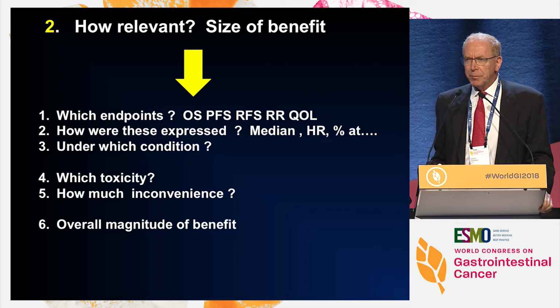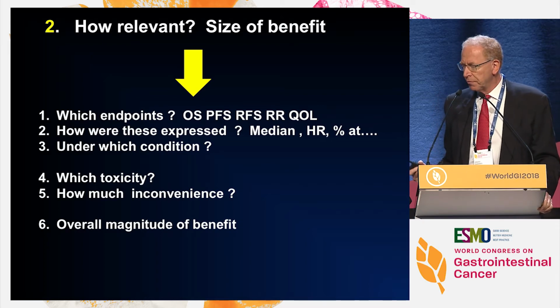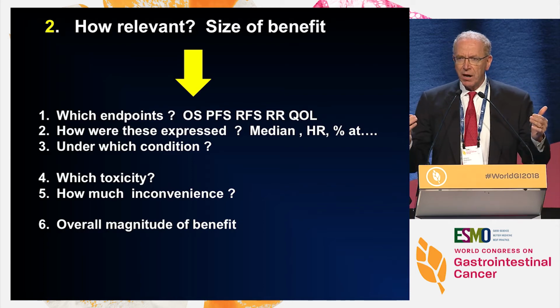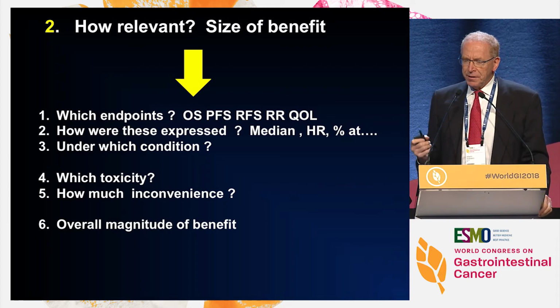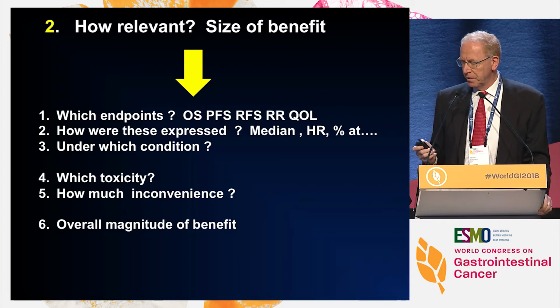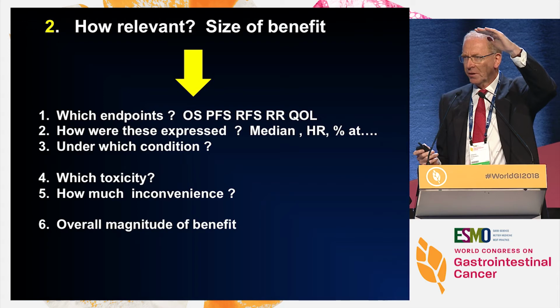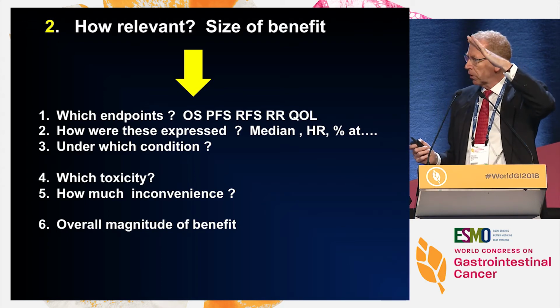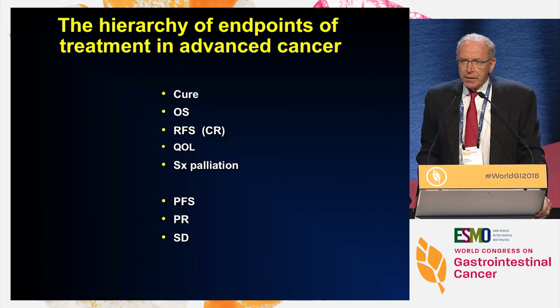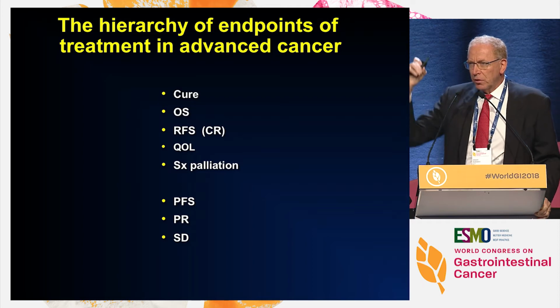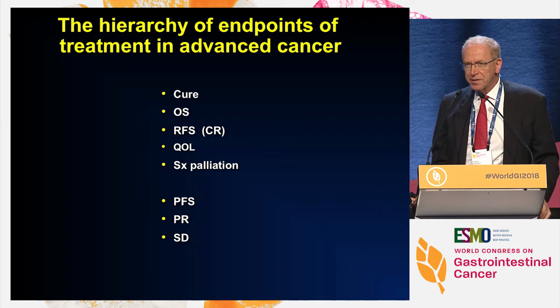Benefit measured in terms of OS, PFS, RFS, expressed how? Hazard ratio, absolute delta. Well, these points are important because a hierarchy exists among endpoints. Say the highest in the hierarchy is the cure. However, cure is never an endpoint because of the time that is needed to achieve it. The second on top is certainly overall survival, but RFS comes next, quality of life next, and symptom palliation, not sure where to put it.